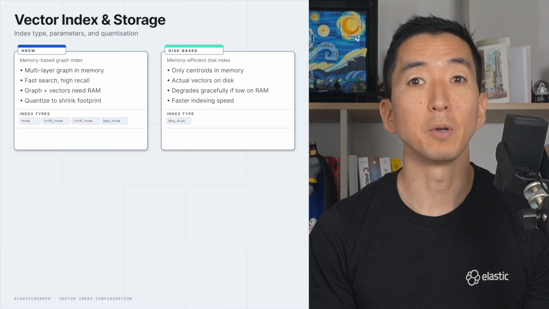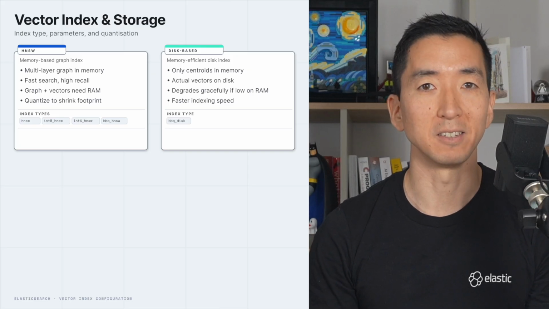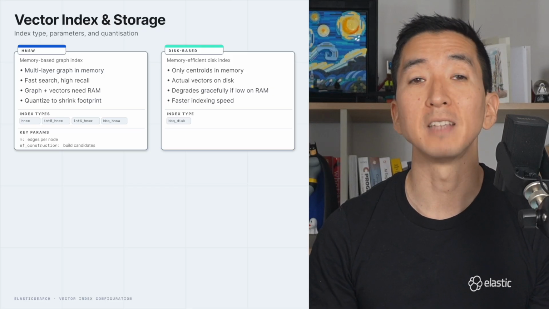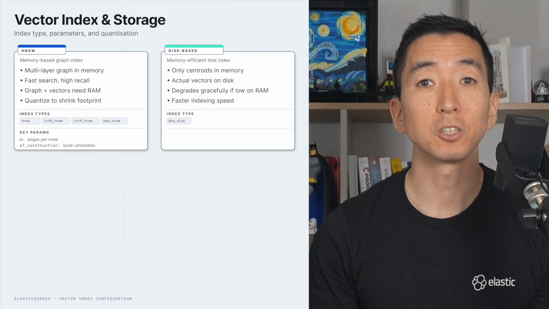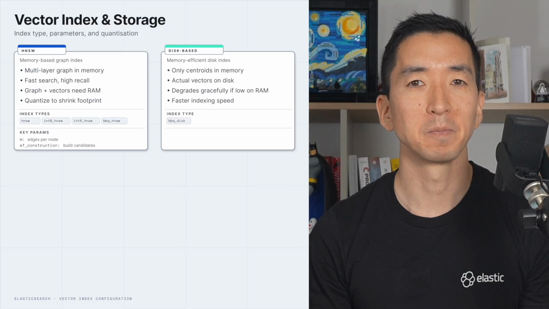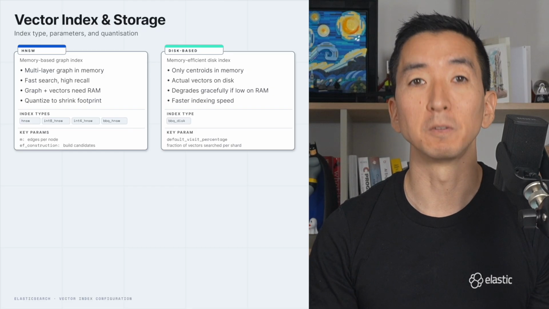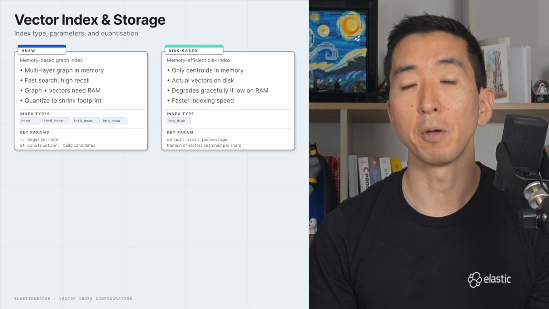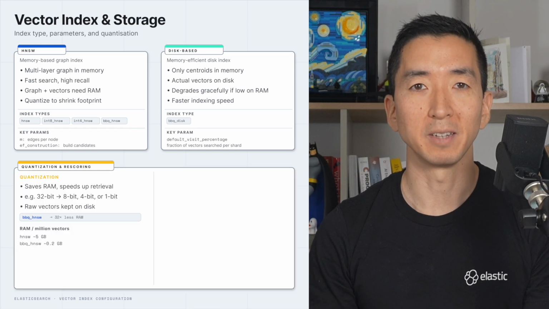Both HNSW and DiskBBQ also have further detailed parameters for tuning the indexes. When it comes to HNSW, the key parameters are M, which defines how many connections each node can have in the graph, and EF construction, which is the size of candidates to keep in memory while building the graph. Moving to DiskBBQ, the key parameter is default visit percentage, which sets the default fraction of vectors to be visited per shard during search. And let's talk a little bit more about quantization.